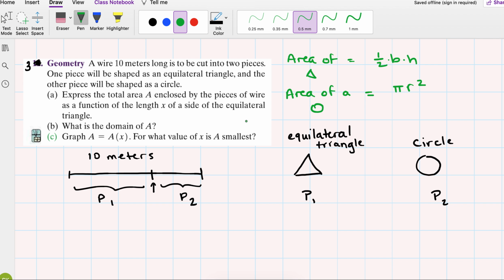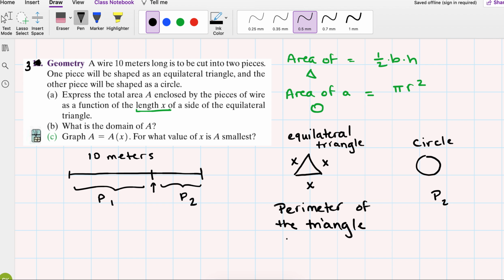So this is an equilateral triangle. Let's label the sides. We want the length x to be a side of the equilateral triangle. So let's call this side x, which because it's equilateral, this side is also x, and this one is also x. So in other words, the perimeter of the triangle is 3x.